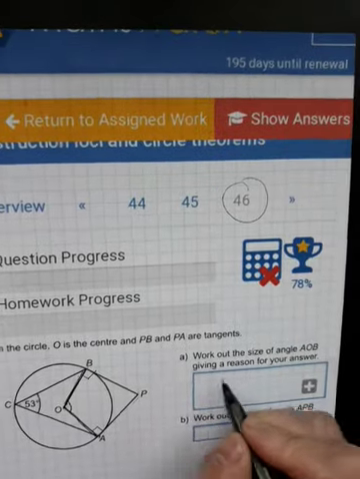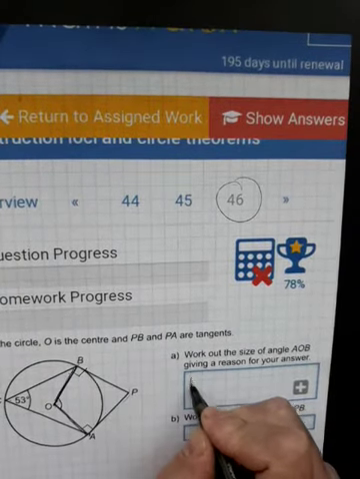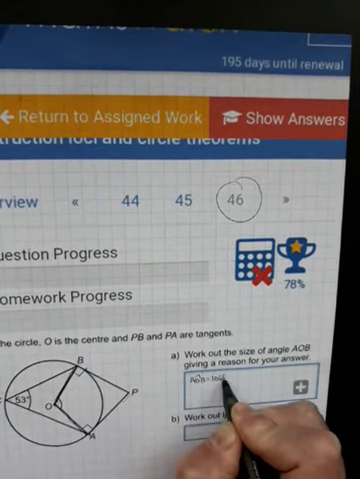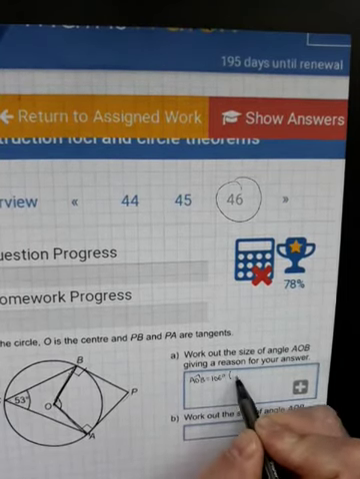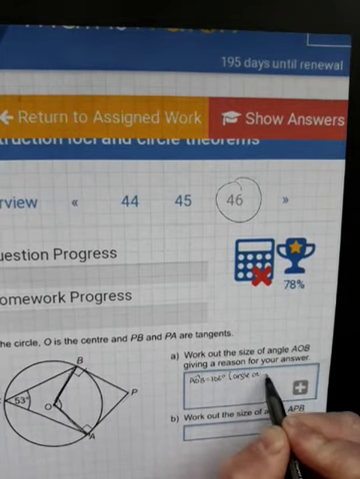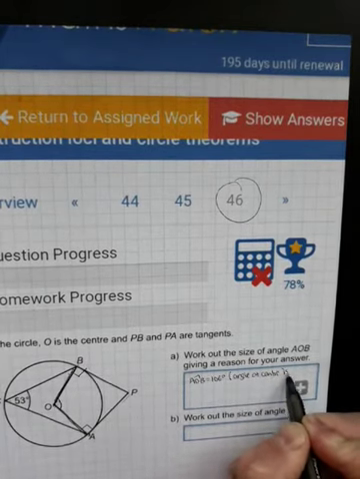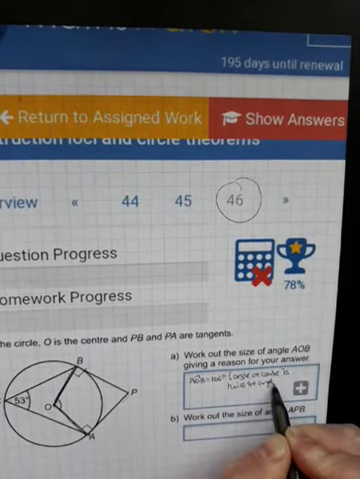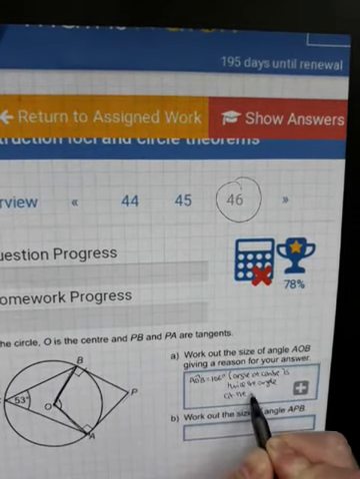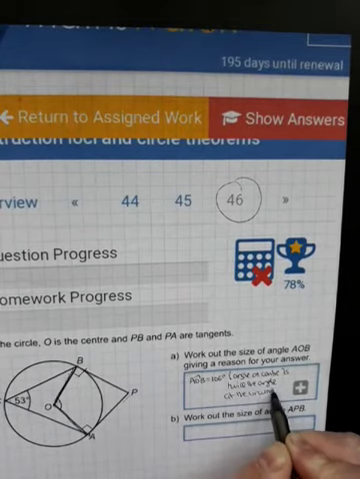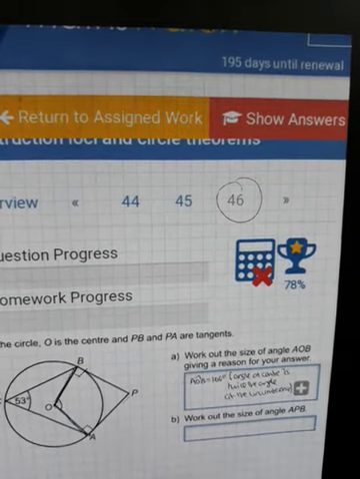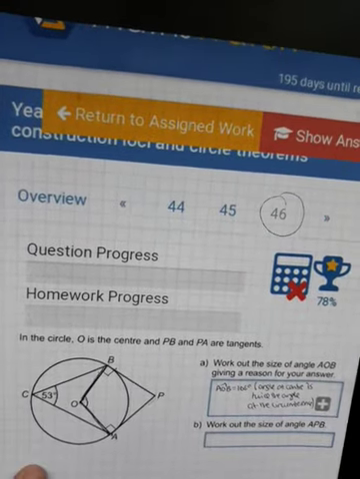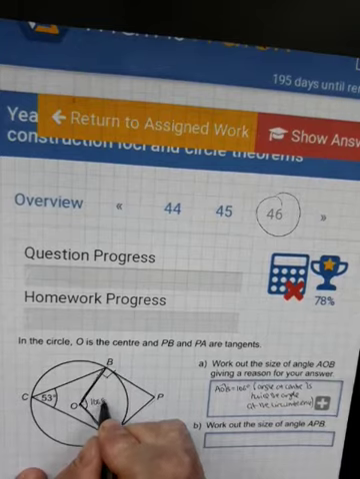So AOB, I'm going to write this straight away up here, equals 106 degrees. I'm going to write in brackets: angle at centre is twice the angle at the circumference. That comes up quite a lot, that one. So I'm going to write that in there, 106 degrees.